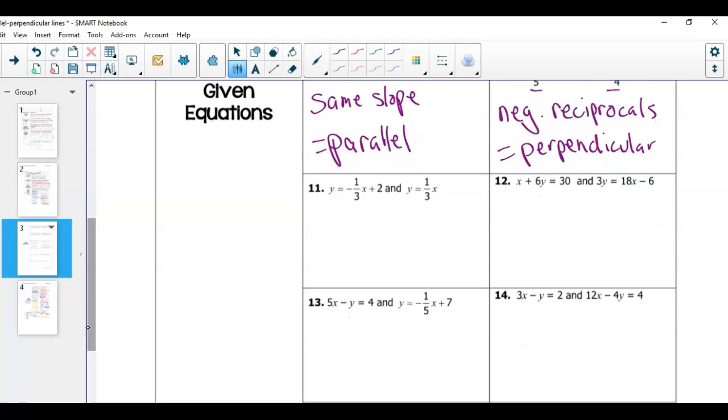because, as I said earlier, if it's in slope-intercept form, you don't have any work. Sometimes that will not be the case. Sometimes you will have to convert one of the equations to slope-intercept form, or you might have to convert both of the equations to slope-intercept form. So let's do that.